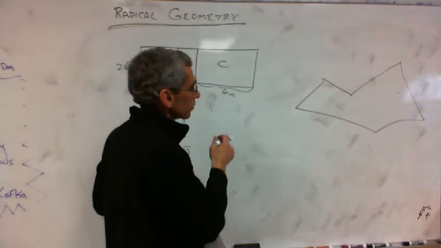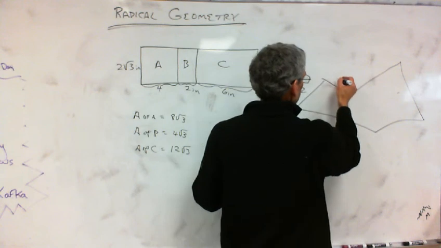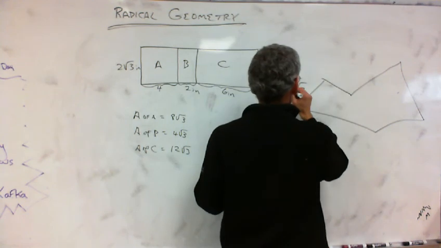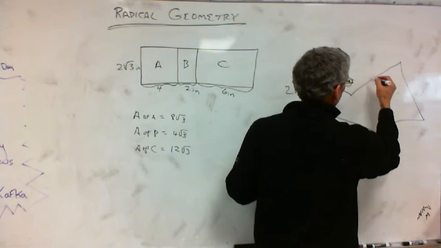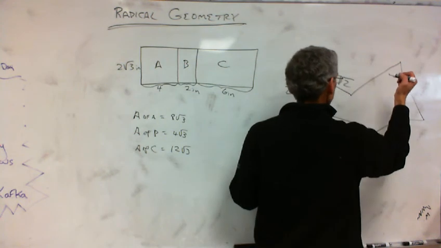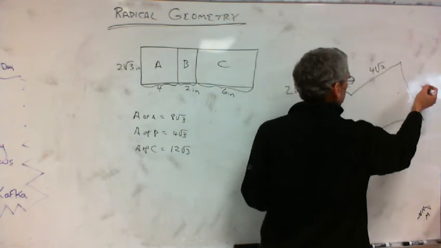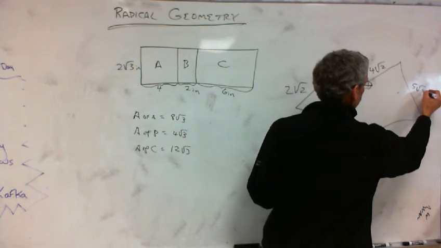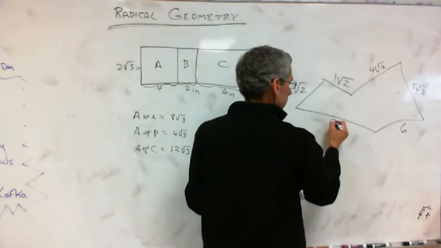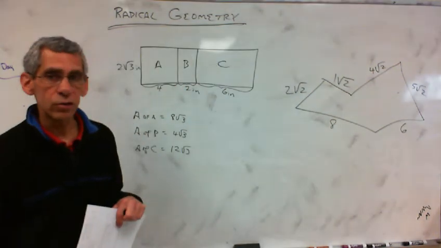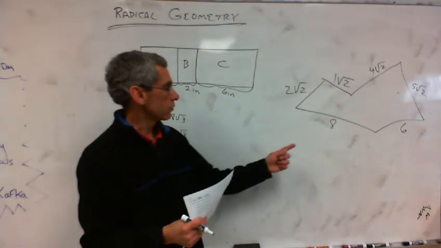But what if I did this? Last thing: square root of 2, let's see, 2 square root of 2, just 1 square root of 2, and we'll call this one 4 square root of 2, and we'll call this one 5 square root of 2. We'll call this just 6, and we'll call this 8. Not square root of 2, but 6 and 8, right? You see the difference? These don't have square root of 2's.